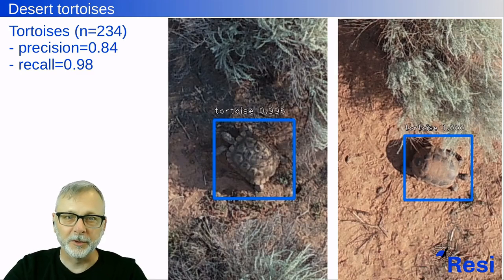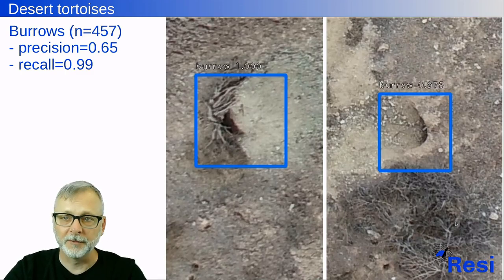We performed a similar study with desert tortoises. We've developed a model for tortoises with an input of about 234 images, recall of 98%, precision of 0.84, a good model. We also developed a model for burrows.